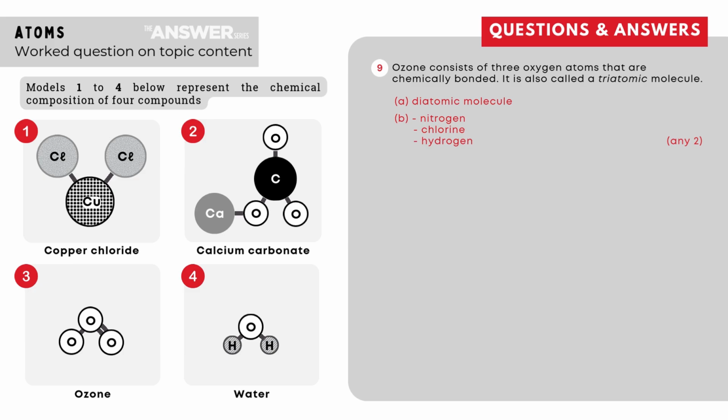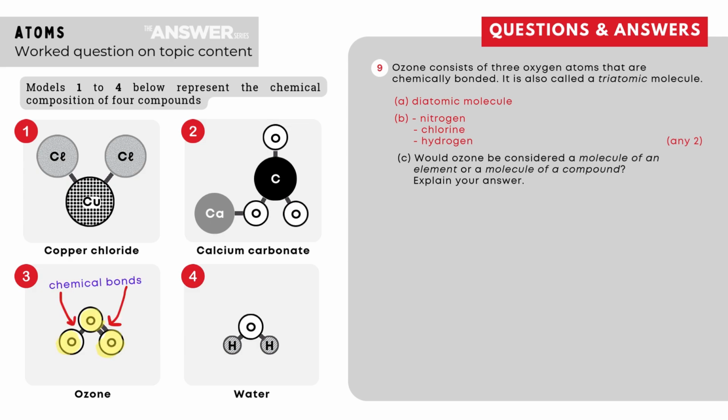And notice the memo says any 2, which also means that the teacher will also mark the first 2 only. Because the question specifically asks you for 2 examples, even if you wrote down all 3, they will only mark the first 2. Question C. Would ozone be considered a molecule of an element or a molecule of a compound? And it asks you to explain your answer.